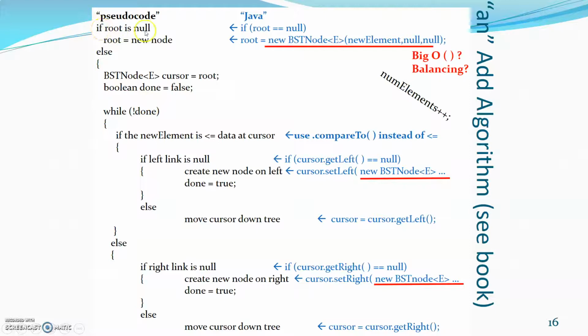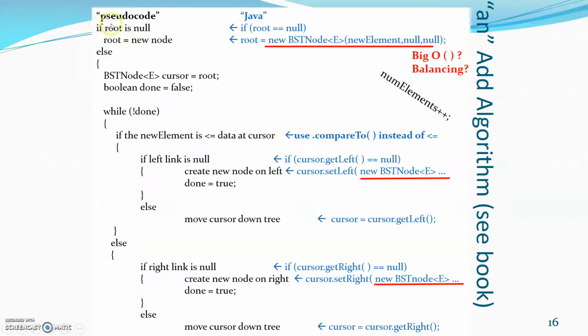Like here, if root is null, the Java for that is if root equals null. And then here it has, if the root is null, root equals new node. Well, the specific Java for it is root equals new BST node, parentheses, new element, null, null. So the blue on the right-hand side has a couple of lines of Java, but not necessarily the whole thing. This first part, when the tree is empty, establishes the root from the very first thing that's being passed in.